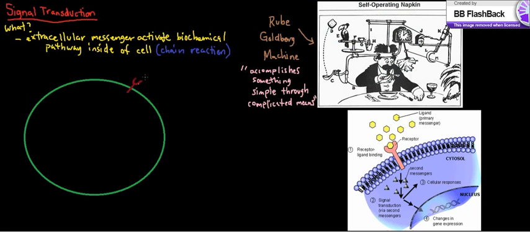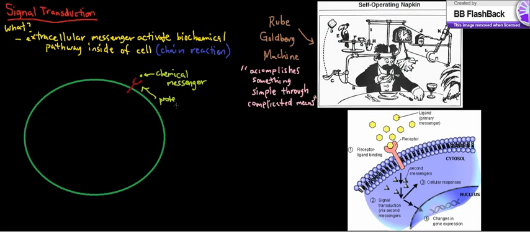Let's use this color right here. So we have this picture right here. This will be our chemical messenger, and what it's going to do is bind to our protein receptor.